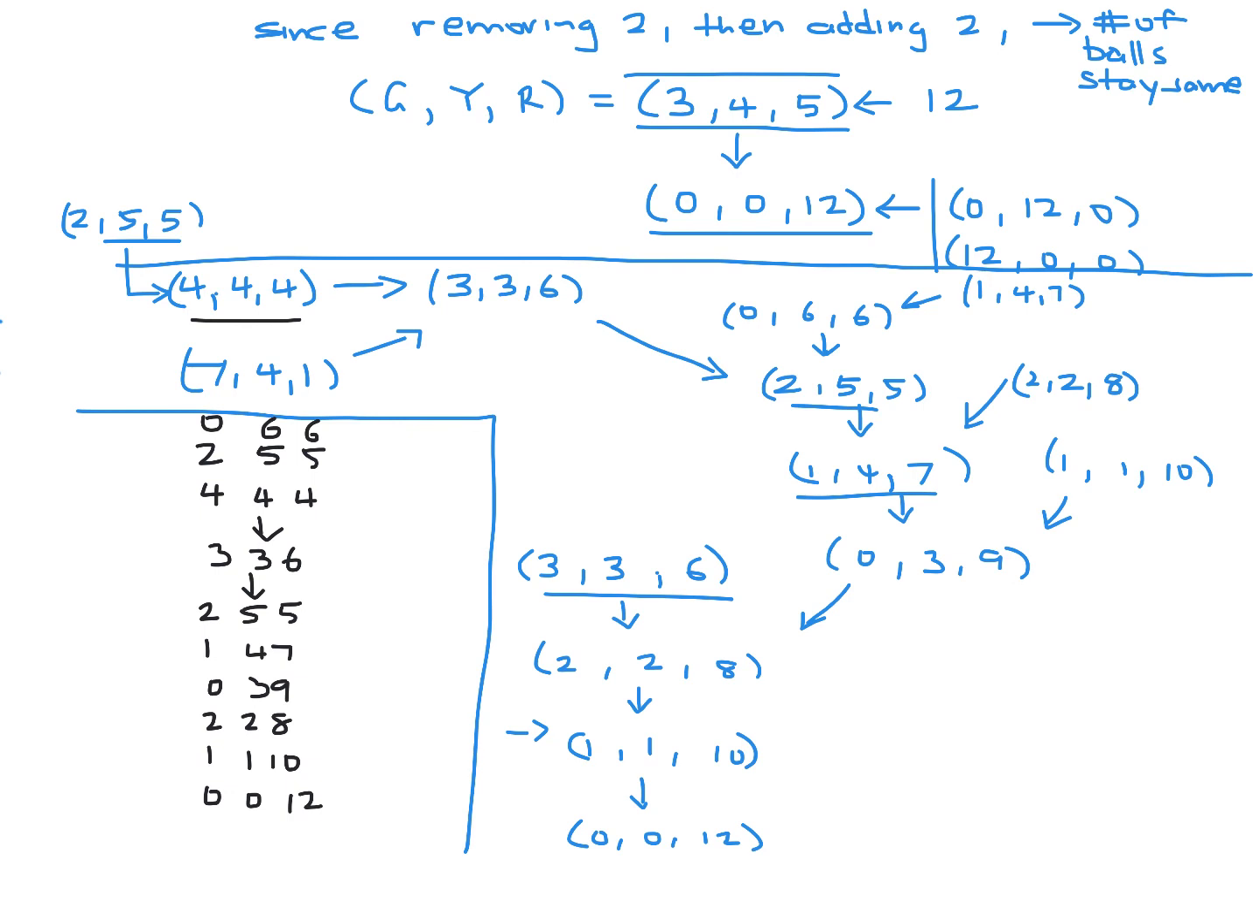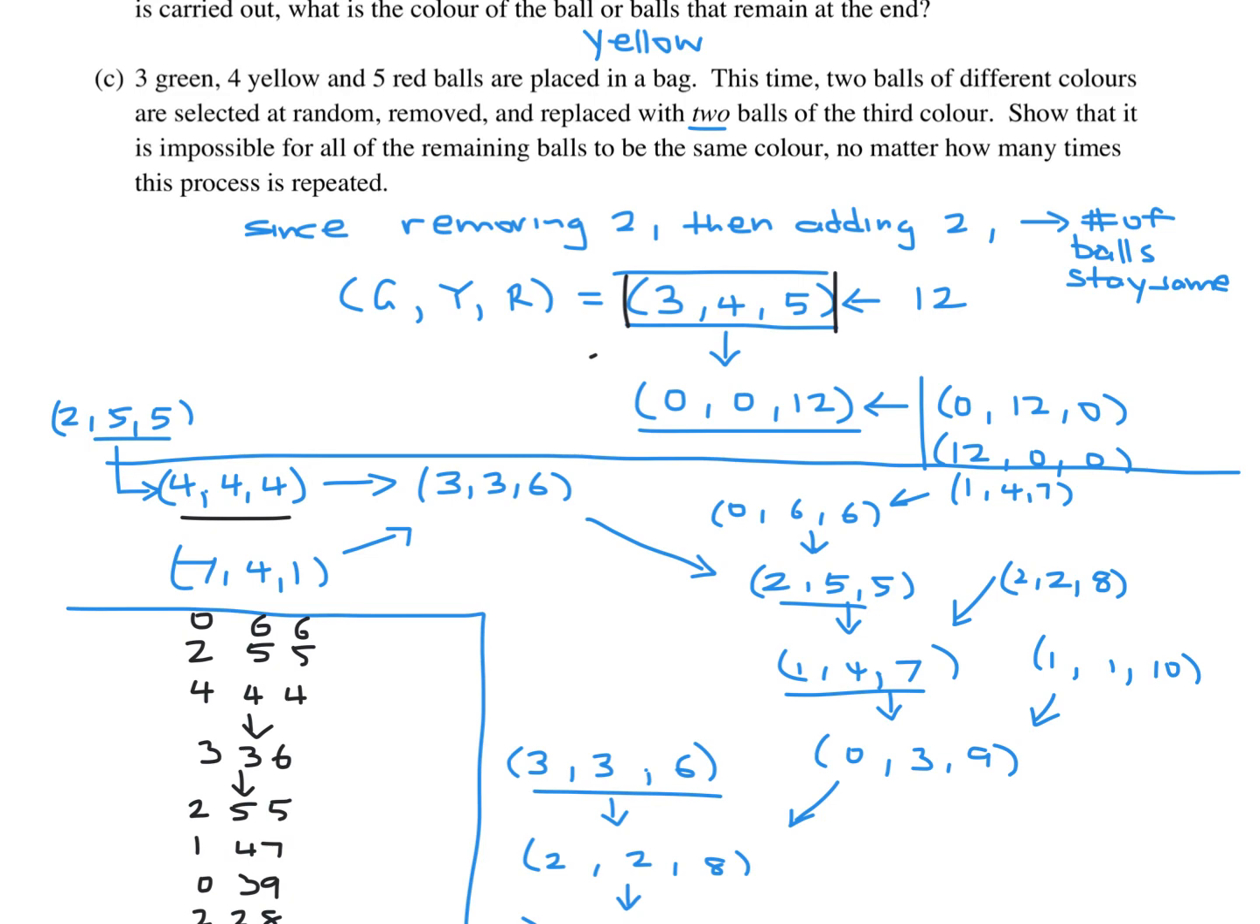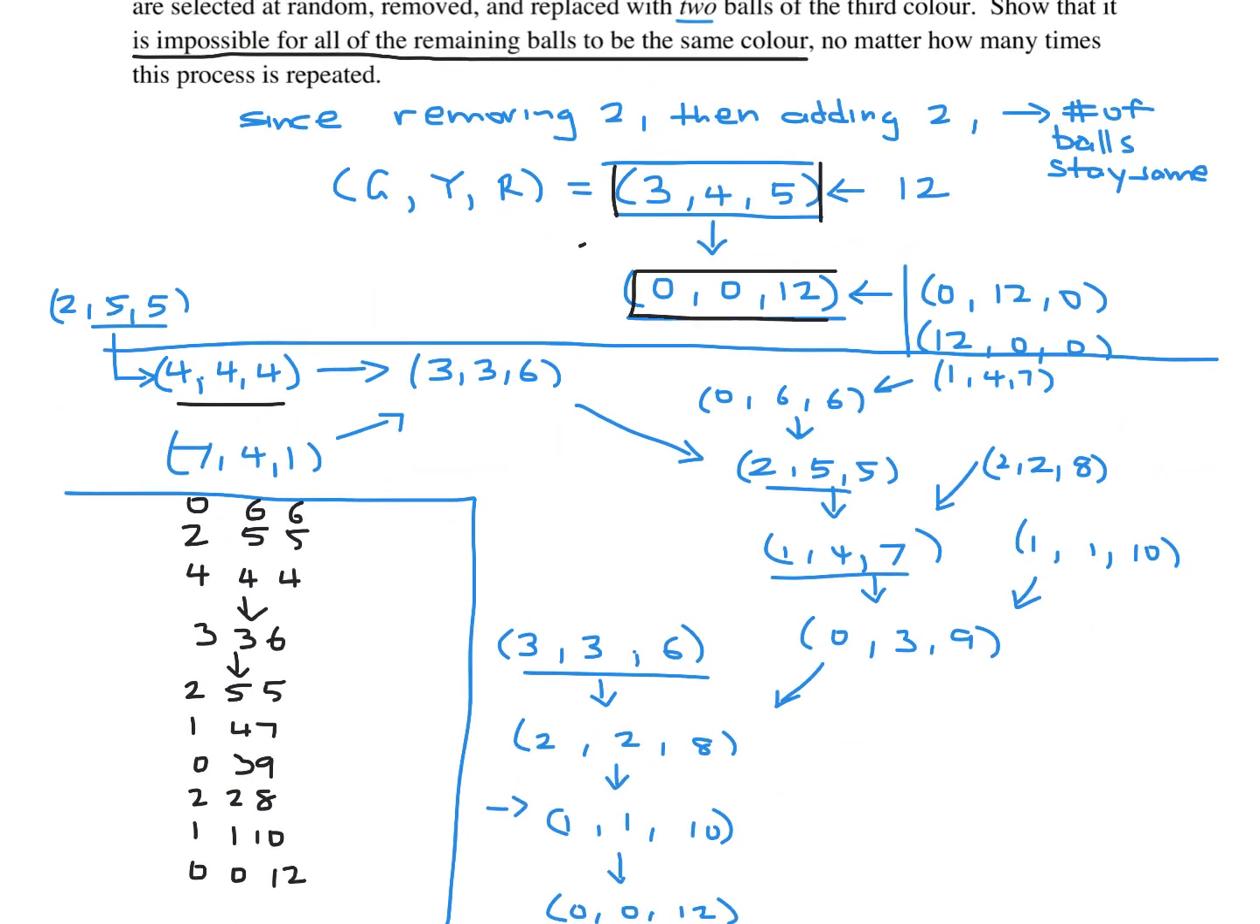But one thing you'll notice is that this 3, 4, 5 is nowhere in this diagram. Nowhere in those loops does this 3, 4, 5 appear. So that pretty much shows, and you can write it out in a sentence, that it's impossible for all the remaining balls to be the same color. Meaning it's impossible to achieve a 0, 0, 12 or a 0, 12, 0 or a 12, 0, 0 starting with a 3, 4, 5.